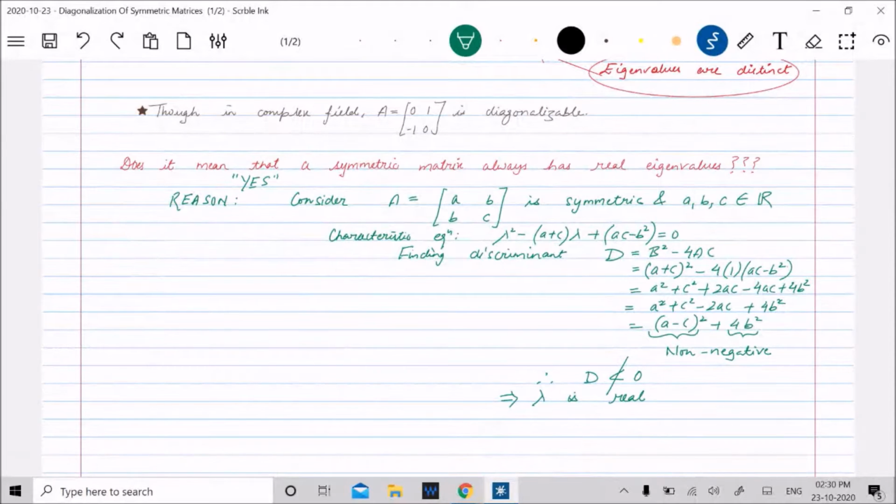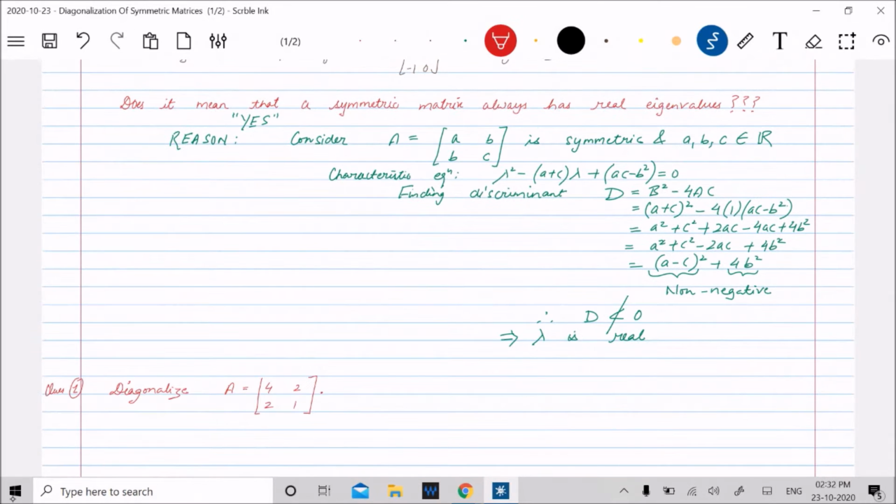So here is another good thing about symmetric matrices, that they will not allow complex eigenvalues. If you find the eigenvalues of a symmetric matrix, then the eigenvalues will always be real, right? This is a guarantee. There is a guarantee that symmetric matrices always have real eigenvalues. Okay. Now I'm going to a question.